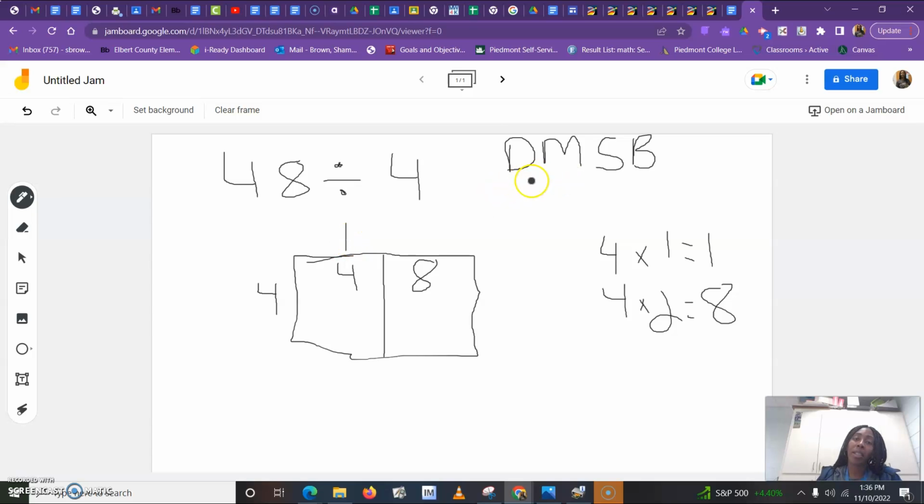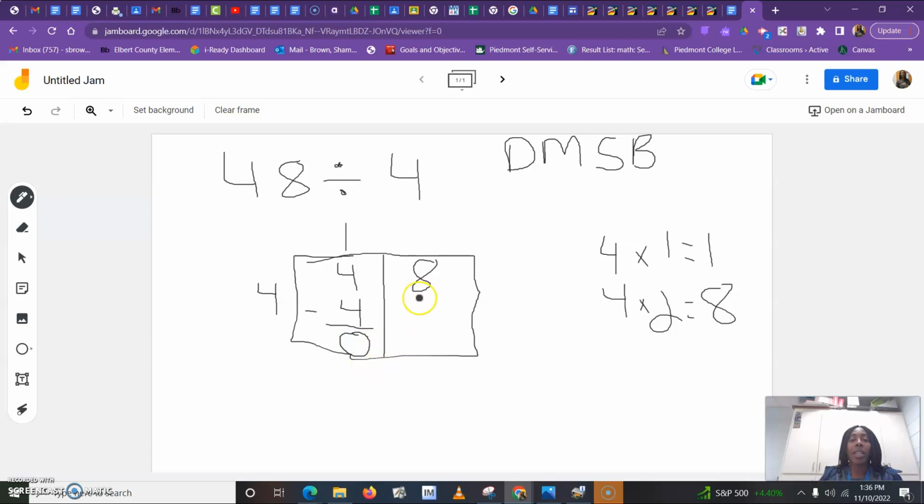So then my next step is multiply. So 4 times 1 gives me 4. So I multiply the number that I just put up on the top by the number that I'm dividing by, the number on the outside. So 4 times 1 is 4. Then my next step is subtract. That's what the S stands for. So I'm going to subtract 4 minus 4, and I get 0.